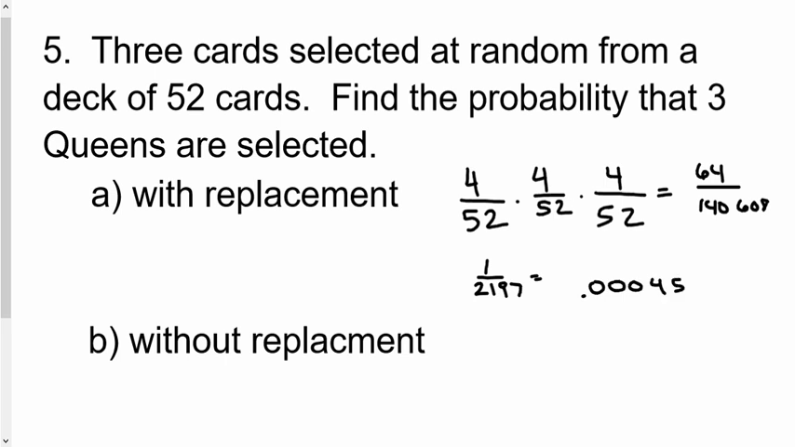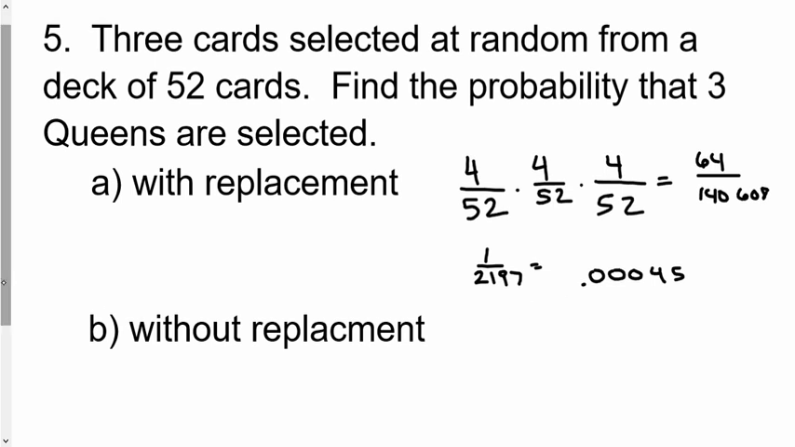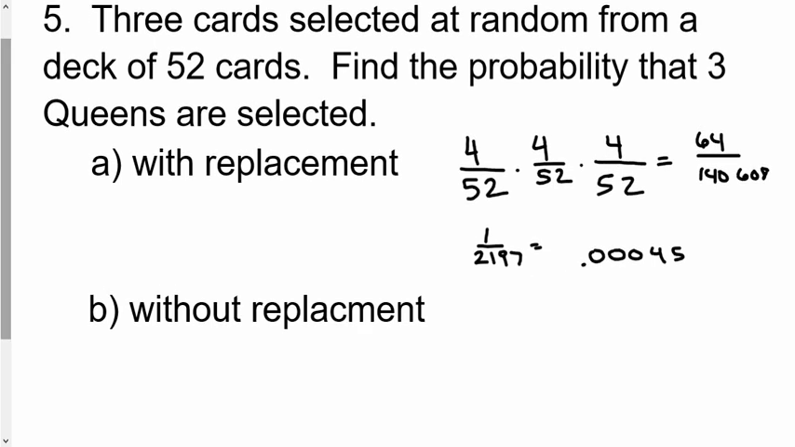0.0045. So this is the likelihood of drawing 3 queens in a row. And then there's some more decimals that go after that, by the way. Now if we do these without replacement, right? 1 out of 2,000 if we did them with replacement. But look at how this is going to change when we do this without replacement.